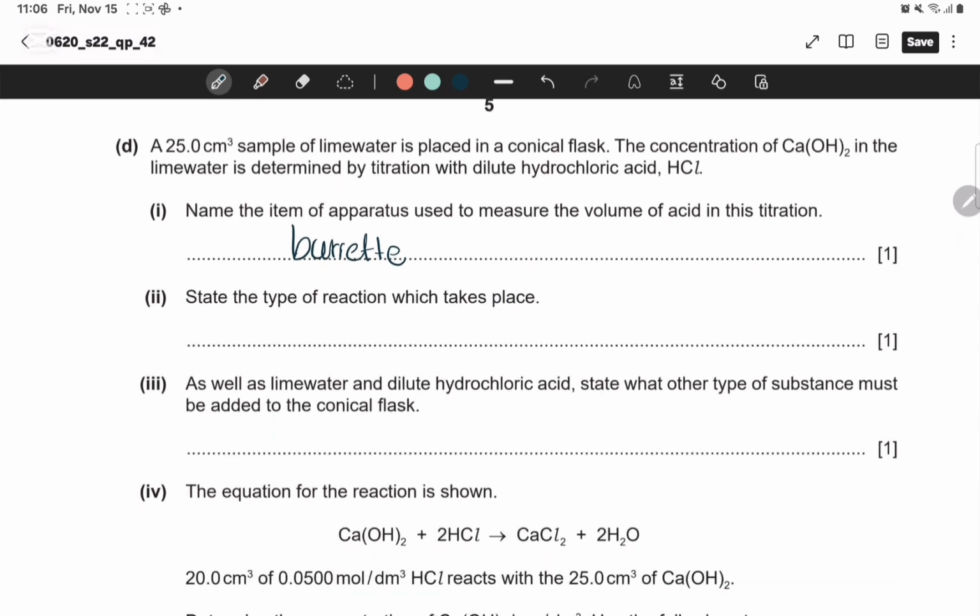State the type of reaction that will take place. So they're going to add Ca(OH)2, which is a base, and HCl, which is an acid. So when you add these two, you're going to get a neutral solution. So what is the reaction that's taking place? Neutralization.